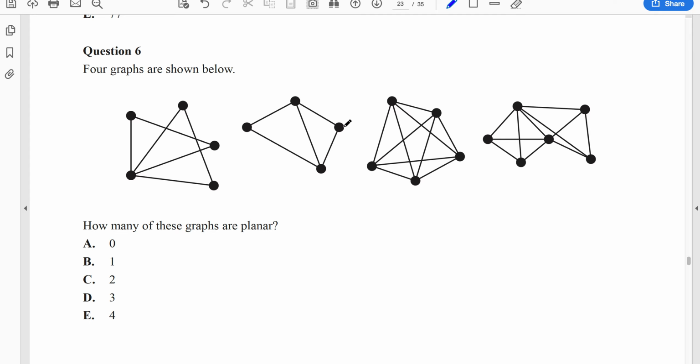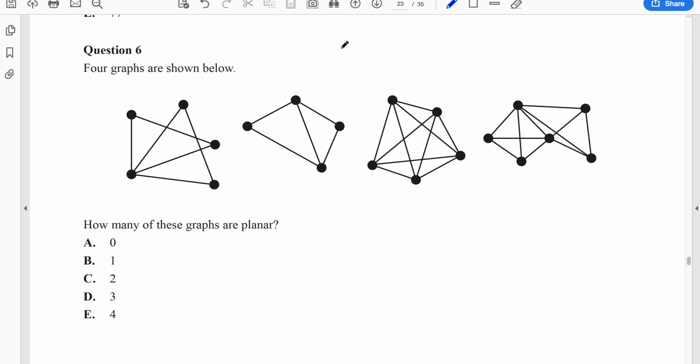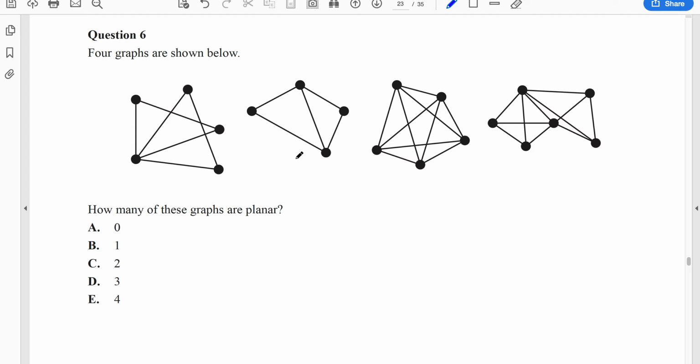It asked for how many of these graphs are planar. So how many can you redraw so that there's no overlap? So first of all, this one is already in planar form. So A cannot be the answer. There's very clearly one that is planar.